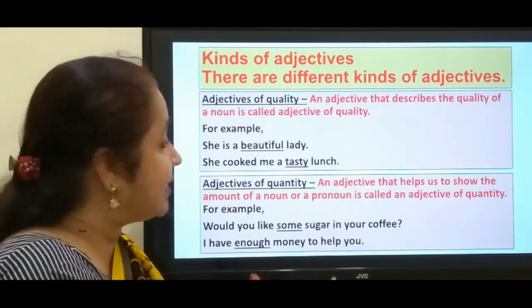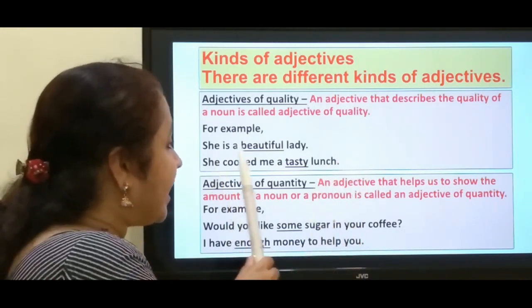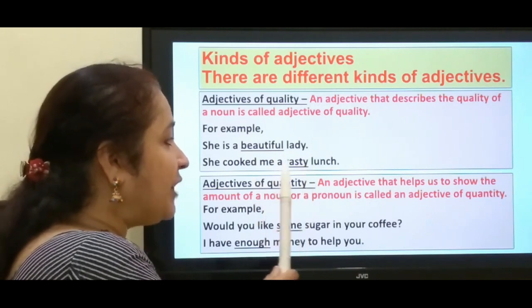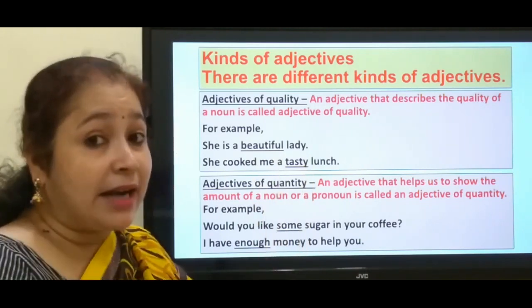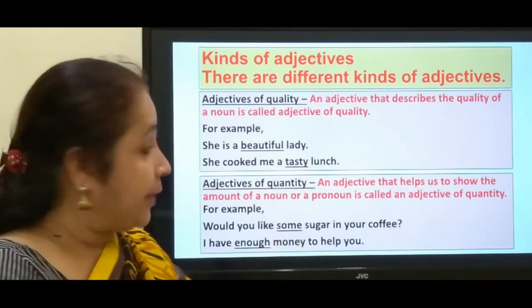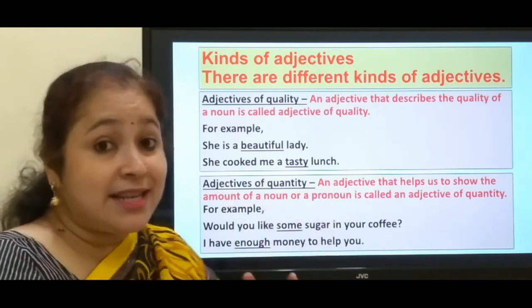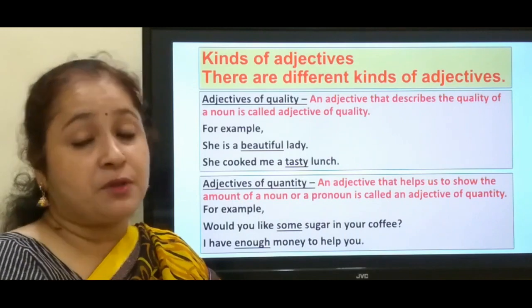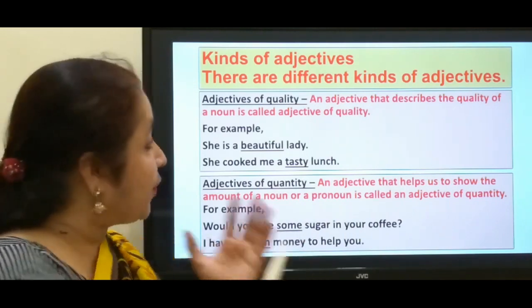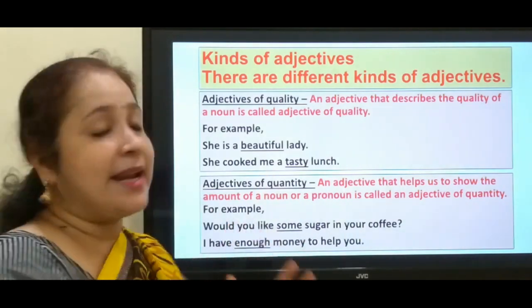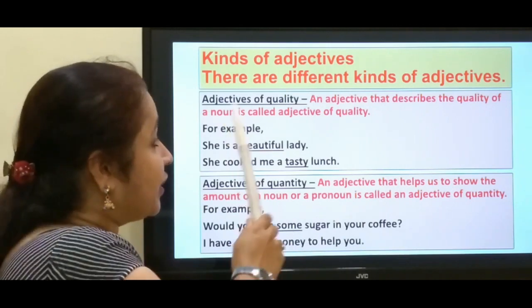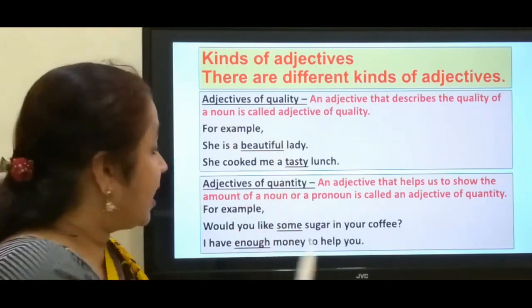Let us read these examples. She is a beautiful lady. Beautiful is a word that describes the quality of lady. She cooked me a tasty lunch. Tasty is a word that describes the quality of lunch. So, we can say that these are examples of adjectives of quality.